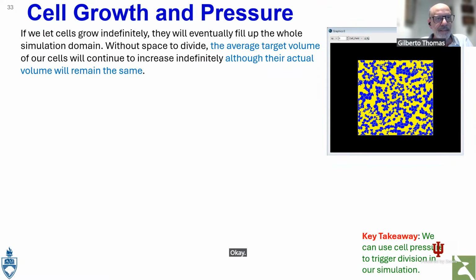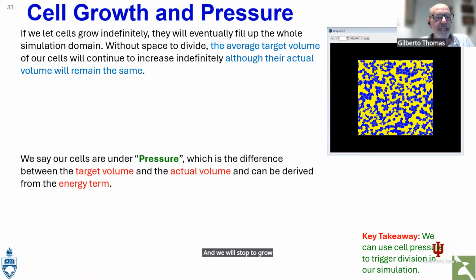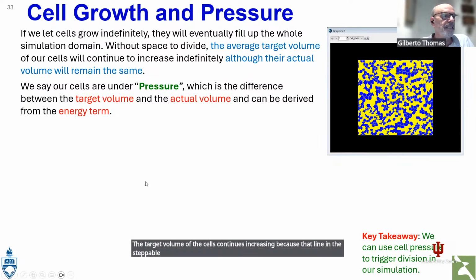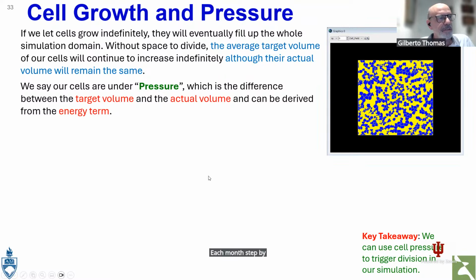Now, see, if you let your simulation run indefinitely, the cells will occupy all the lattice, all the grid, and will stop growing. But the target volume of the cells continues increasing because that line in the steppable that is increasing it each Monte Carlo step by a certain amount continues there. So this creates what we call a pressure in the cells.